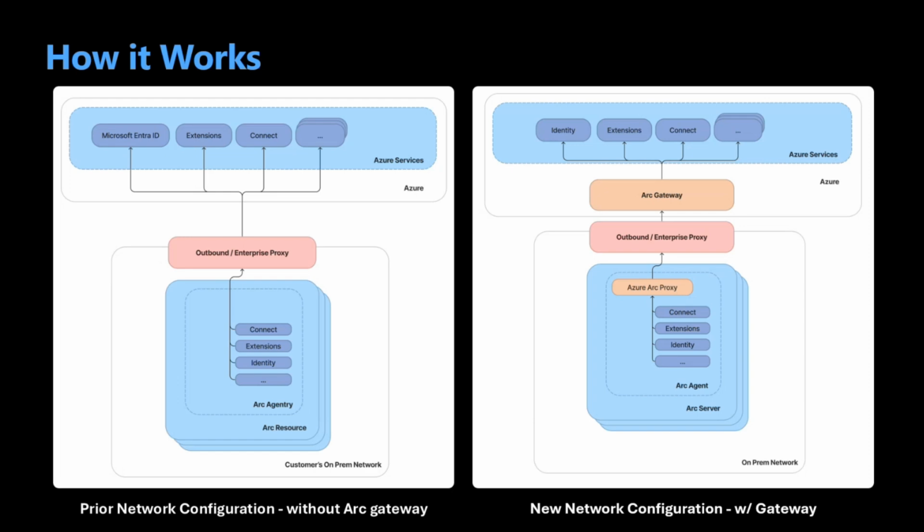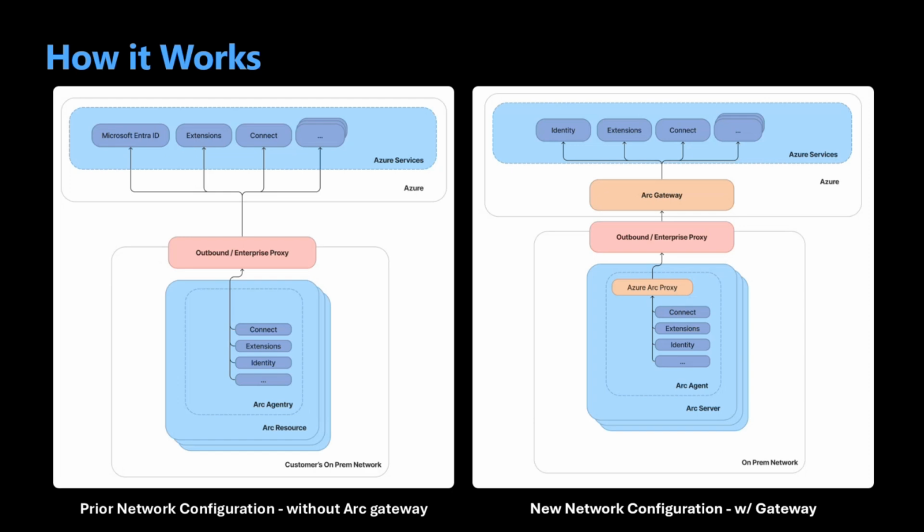It will be xyz.gw.arc.azure.com. So you essentially allow that in your proxy, plus a couple other URLs that will still be required. These will not be wildcard URLs, but it is much fewer than the list required. There's about 7 URLs required in our current state. We want to continue reducing that list. But essentially, you allow that gateway URL in your proxy.